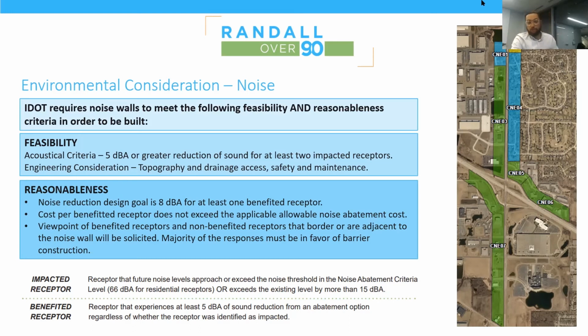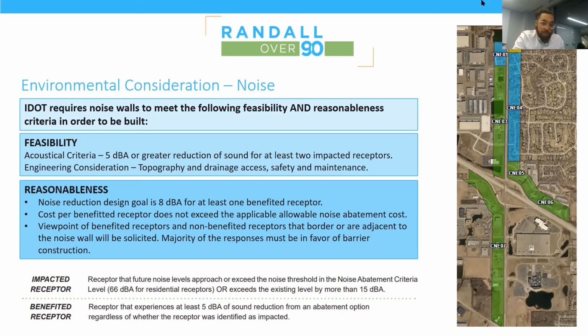So to be reasonable, there are 3 different things that you should hit on. The first one is to get a noise reduction of 8 decibels at at least one benefited receptor. So you'll hear me talking about benefited receptors versus impacted receptors. Impacted receptors are the receptors that got us to this phase. So the receptors that were modeled to be 66 decibels or approach 66 decibels from the project model that we developed. So that's an impacted receiver.